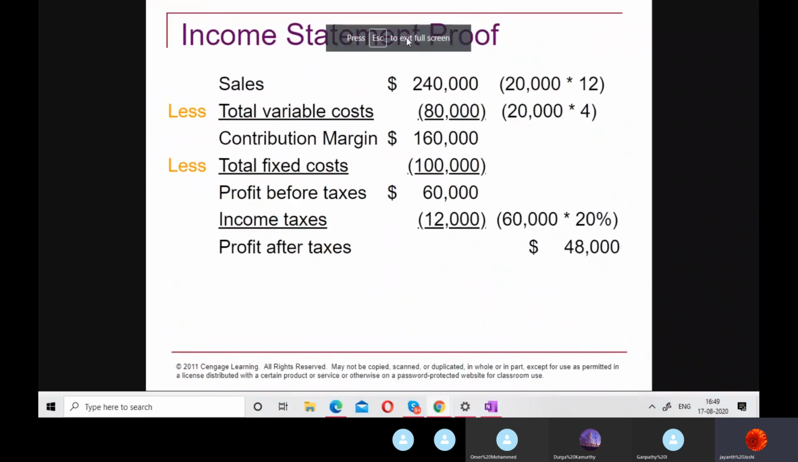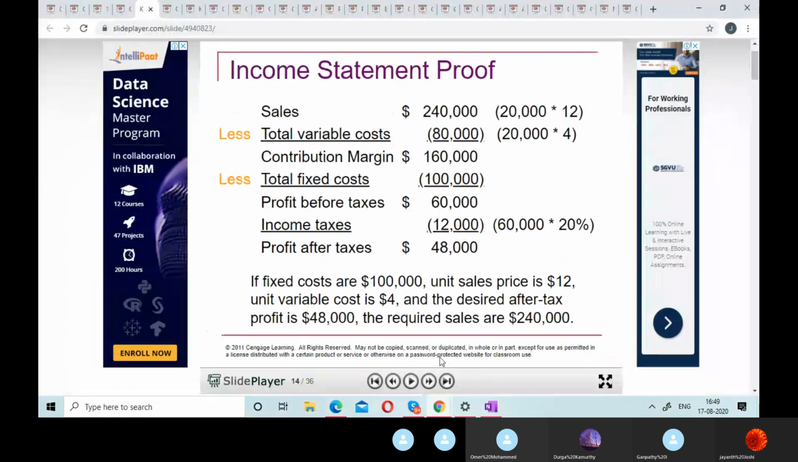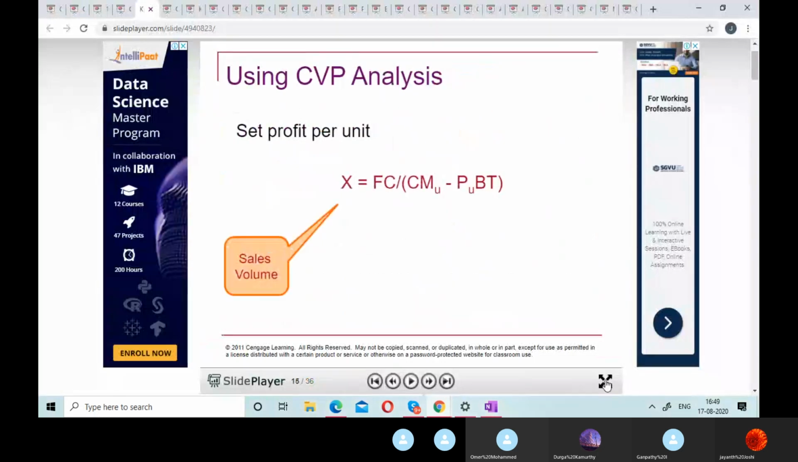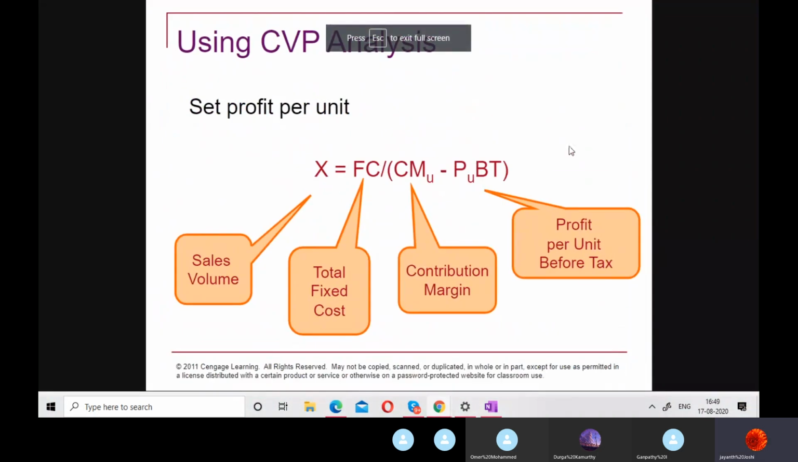And this is the proof. From the desired sales you removed the variable cost. Number of units are this much into selling price, number of units into variable cost, you got the contribution, you remove the fixed cost, you got the desired profit before tax, you just remove the taxes and you got the desired profit after tax. So whatever I have explained right now, they are also giving its formula. Just see this.